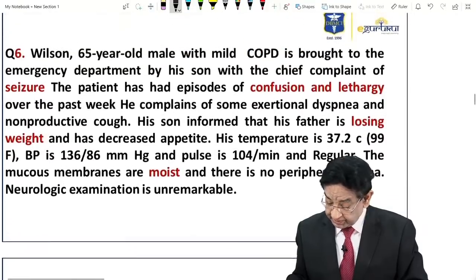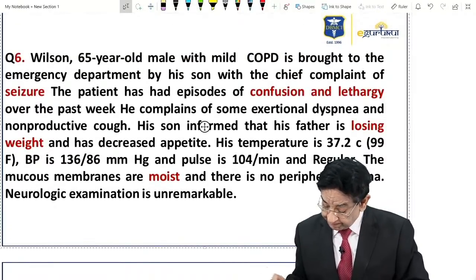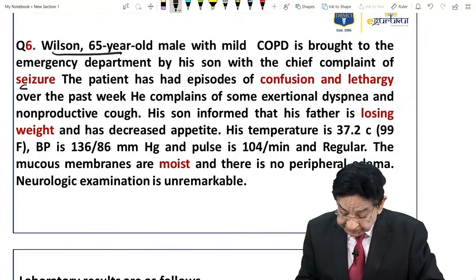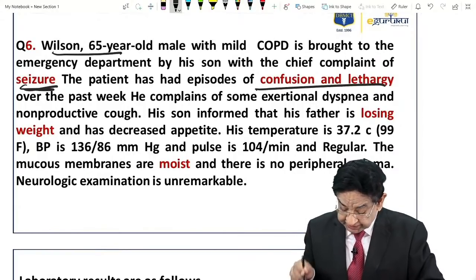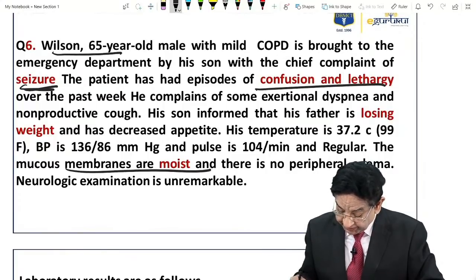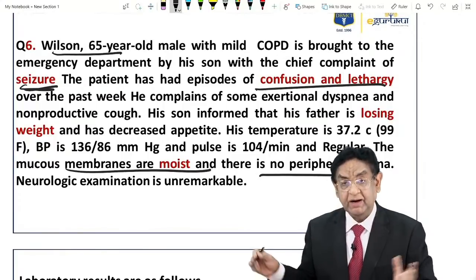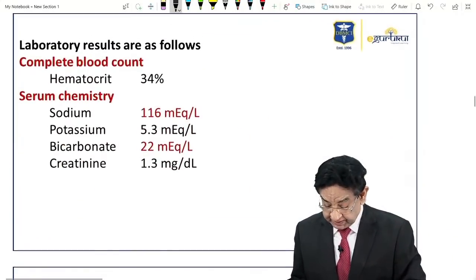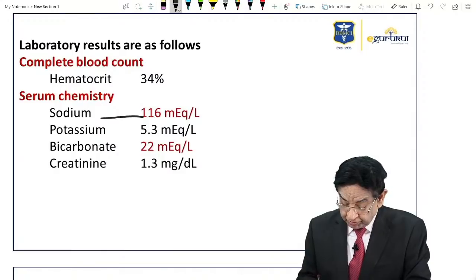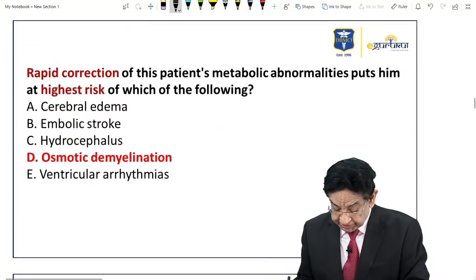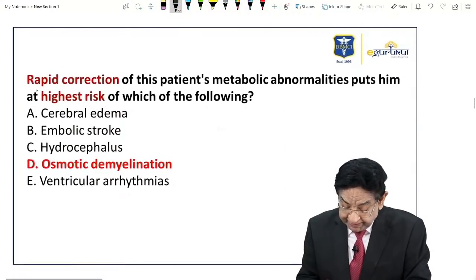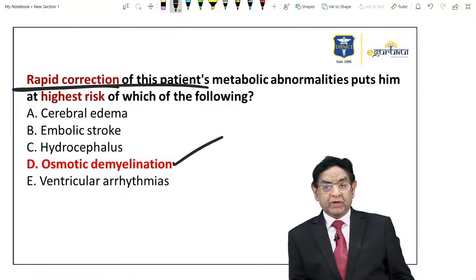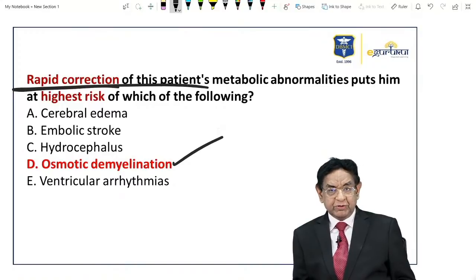Okay. One more question. Wilson, seizures, confusion, lethargy, losing weight, tongue moist, no edema. I think it's so simple. For you, it's child's play. Lab parameters: sodium low, bicarb is in the normal range. And if you give rapid correction, it will lead to what? Osmotic demyelination. Do I need to explain this question?